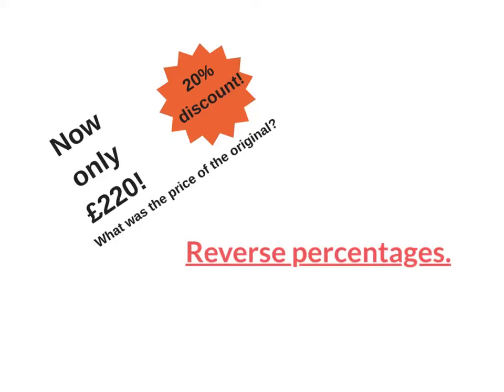In this video, we want to look at reverse percentages, which is when we look backwards in time. Like in this example here, now only £220, there's 20% discount. What was the price of the original? What was it before the discount was taken off?